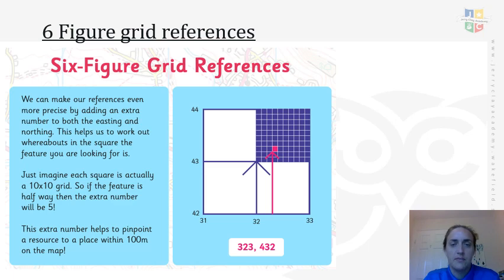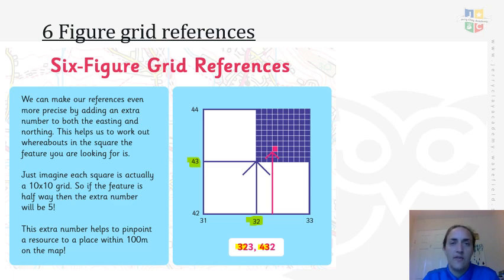So our first number would still be 32, because we know that this is our easting number, and that's the line that we're on. And then we know that this grid here is 43 as well, so that would be our northing. So we've got 32 here and 43, so that would be the four-figure grid reference.